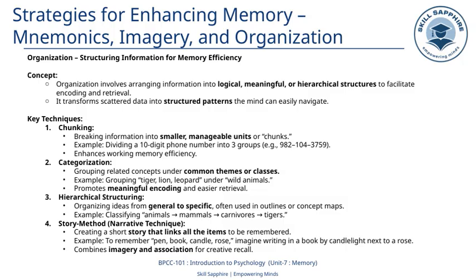Lastly, there's the story method or narrative technique. This is about creating a short story that links all the items we want to remember. Imagine trying to remember pen, book, candle, and rose. Picture yourself writing in a book by candlelight next to a rose. This combines imagery and association, making it a creative and memorable way to recall multiple items.